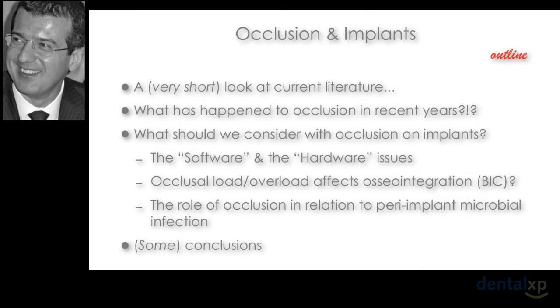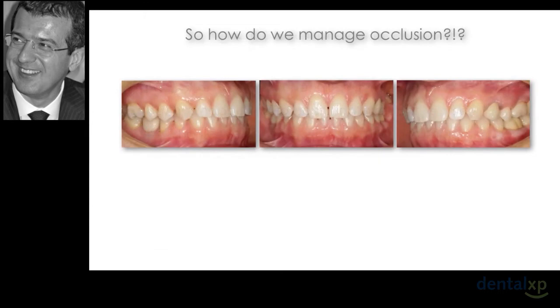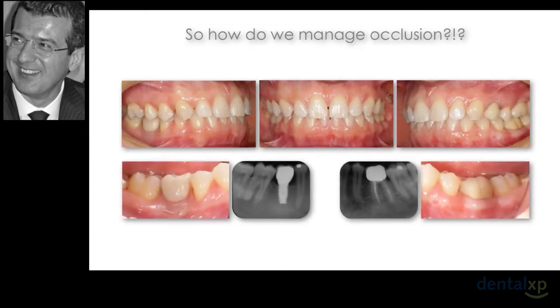And now, of course, we want some conclusions from what we have seen. And as you all realize, there are several controversies in literature, but we need some conclusion in clinical practice. So how do we manage occlusion on implants? We have a case with a crown on a tooth and a crown on an implant, one on one side, one on the other side. And how is the occlusion on these two different crowns? Actually, it is managed exactly the same way.